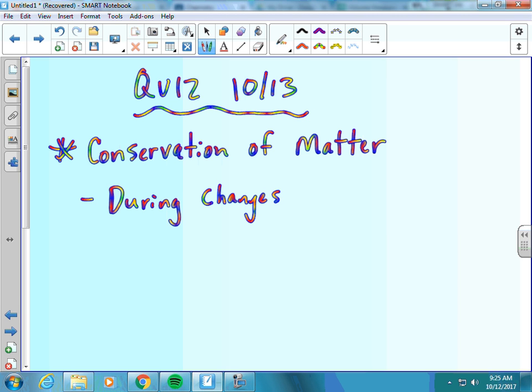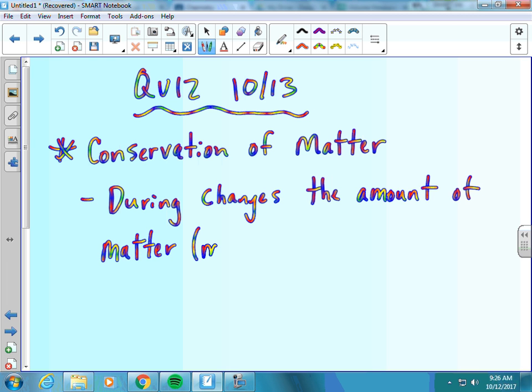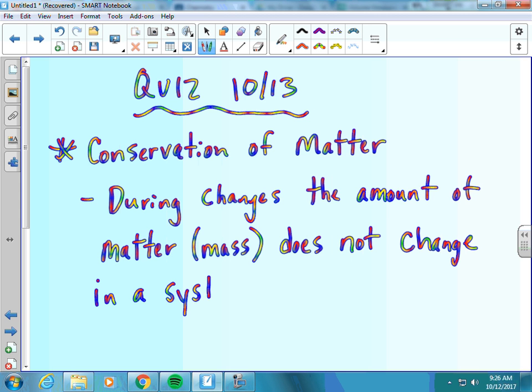And what we should have come up with was an idea that during these changes, the amount of matter, which we call mass, does not change. And I'm going to put in a system. Because we did have a couple of stations where we had discussed this and we said, well, it looks like the trend is that it lost mass.